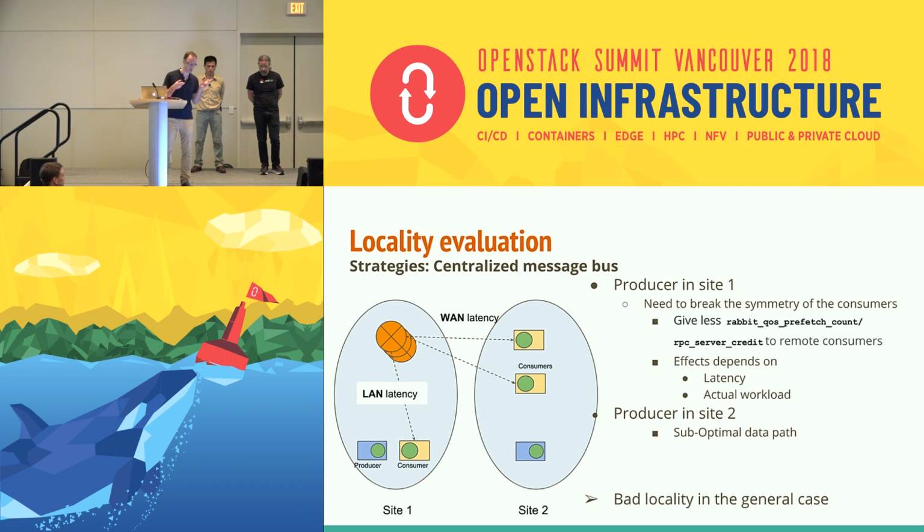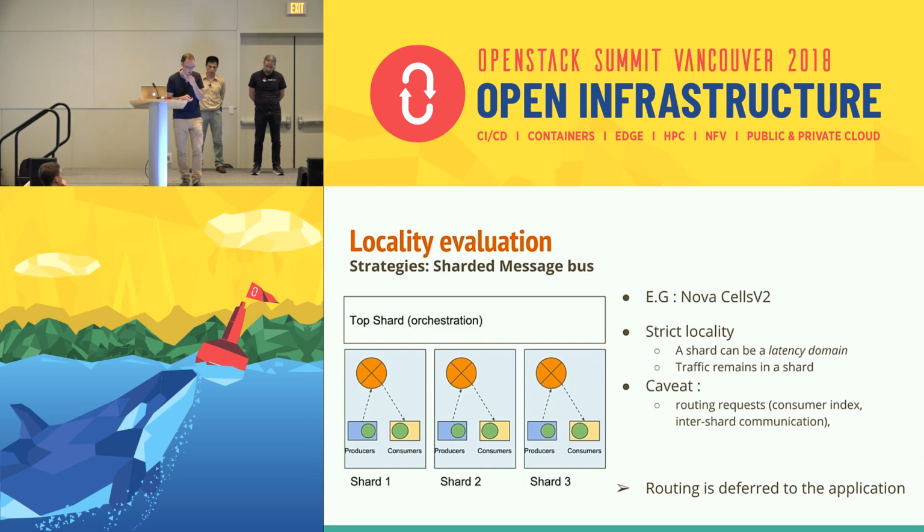As Ken mentioned in the first part, if you have a producer in site 2, the path followed by the message is suboptimal, because it will go first to site 1 and then maybe go back to site 2 to be consumed there. So you will pay twice the latency of the network. So this is not a very good strategy to achieve locality here.